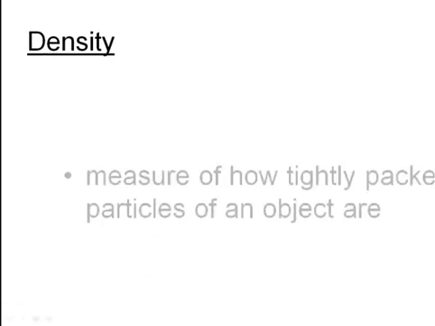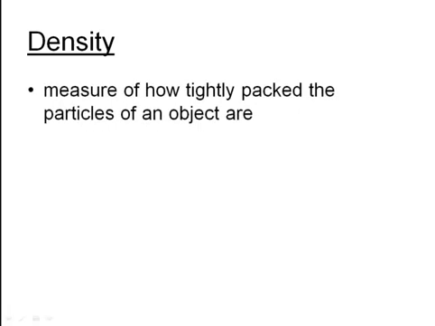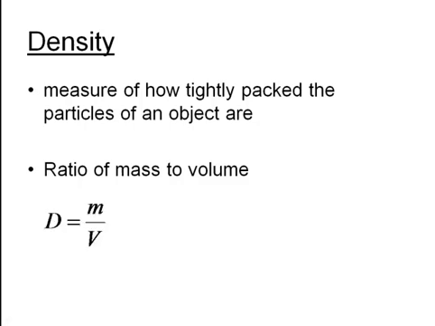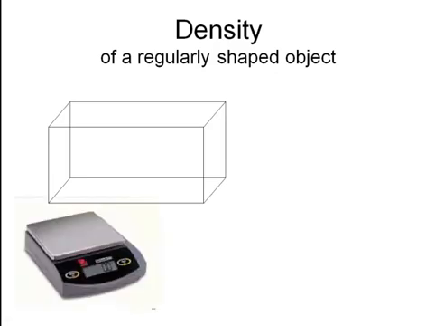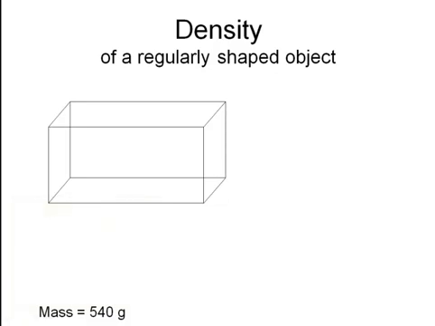Finally, let's discuss density. Density is a measure of how tightly packed the particles of an object are. It's the ratio of mass to volume, or mathematically, D equals m over v. To figure out the density of a regularly shaped object, like this rectangle, you would need to determine its mass by measuring it with a balance. We'll say that the mass of this rectangle is 540 grams.